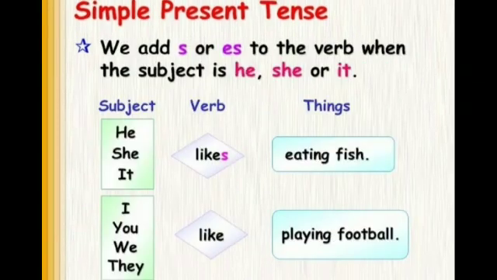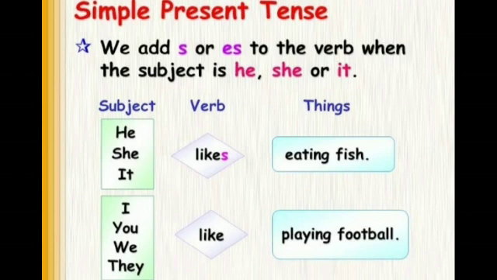In simple present tense, we add S or ES to the verb when the subject is he, she or it. That means when the subject is singular, we have to add S or ES to the verb. For example, he likes eating fish or she likes eating fish. Here, S is added to the verb like because the subject is singular.